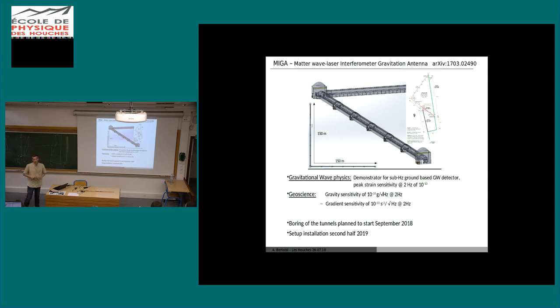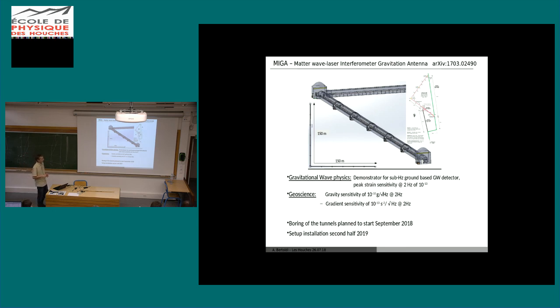The target of the experiment is twofold. One concerns gravitational wave physics. We want to do a demonstrator for gravitational wave detection with atom interferometry. I say demonstrator because, as we'll see, the sensitivity will be of the order of 10 to minus 13 at 1 Hertz. So not good enough, obviously, to see gravitational waves.